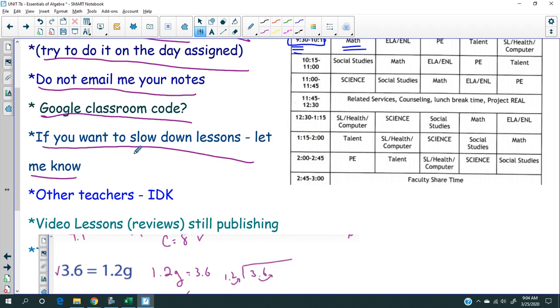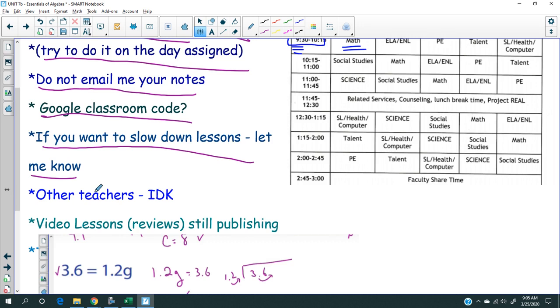Whereas in school, I get stopped by the bell. You know what I'm saying? The bell stops me from going too fast. Whereas online, I could talk and talk for like an hour. And that's not good. I don't want to do that. So if I'm going too fast, if I'm jamming too much information in one lesson, tell me.